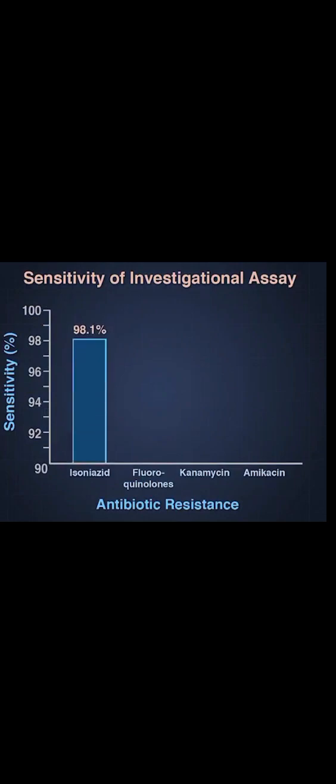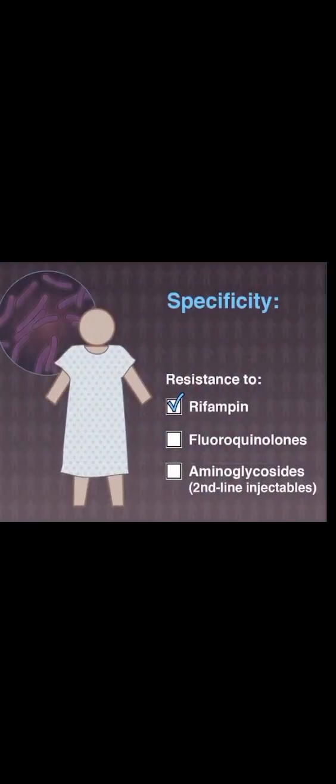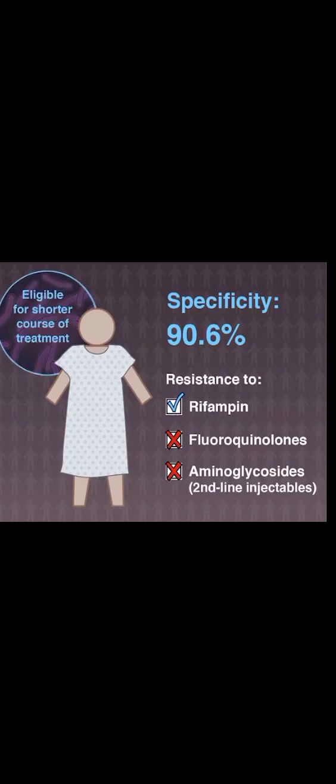The investigational assay accurately detected TB strains with DNA mutations associated with resistance to isoniazid, fluoroquinolones, kanamycin, and amikacin. Among patients with MDR-TB, the investigational assay correctly identified 90.6% of those without phenotypic resistance to fluoroquinolones or aminoglycosides, patients who may be eligible to receive a shorter course of treatment for MDR-TB. The investigational assay correctly identified 88% of MDR-TB patients with resistance to fluoroquinolones, aminoglycosides, or both, patients who would not be eligible to receive a shorter course of treatment.